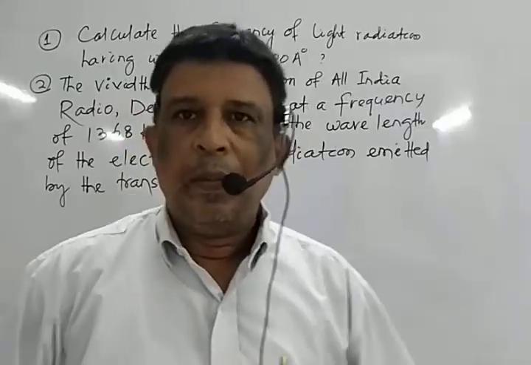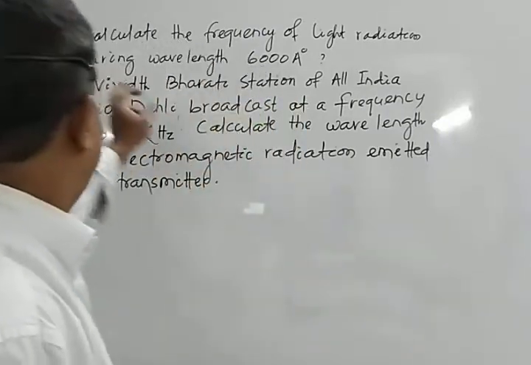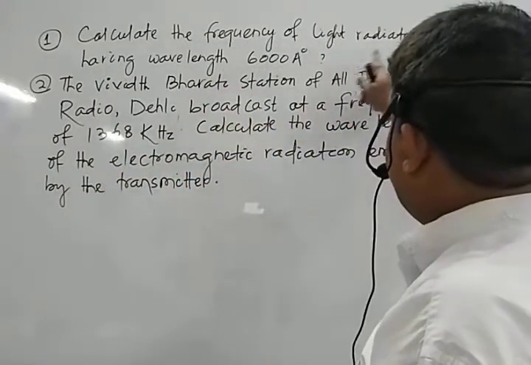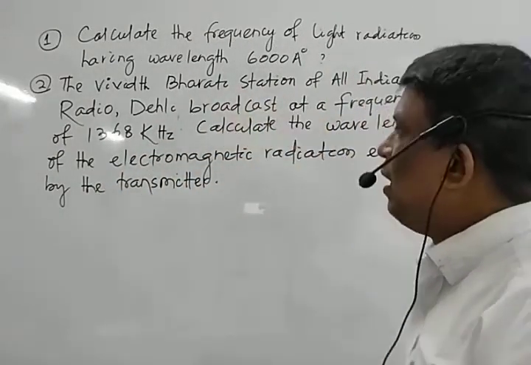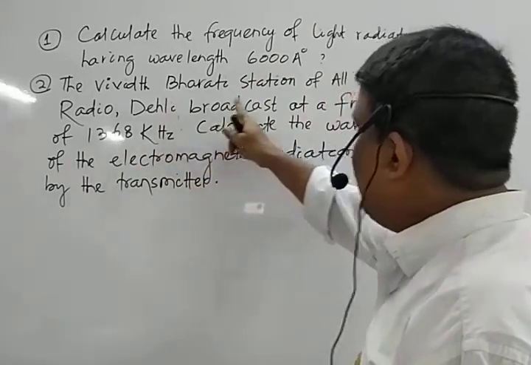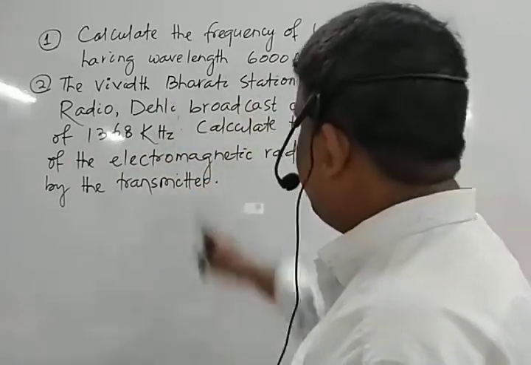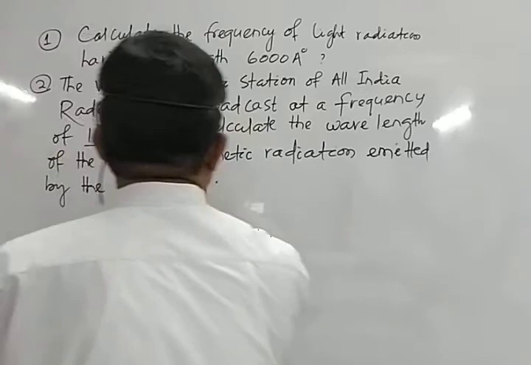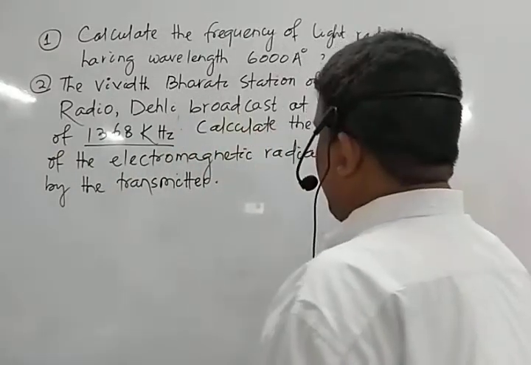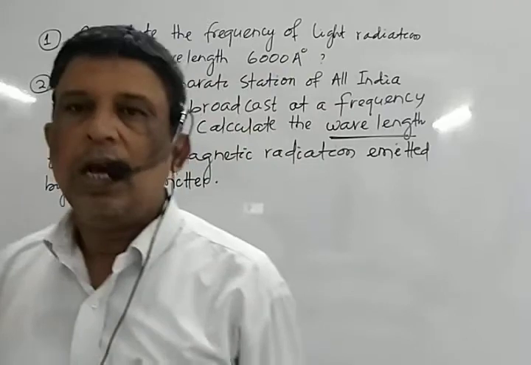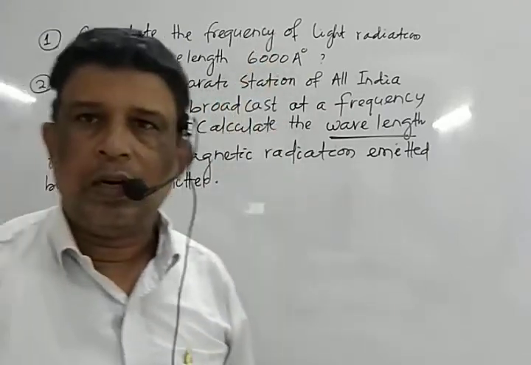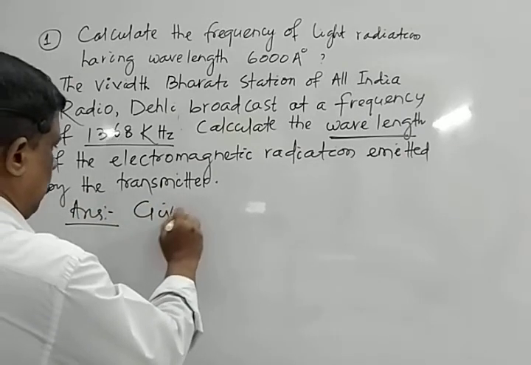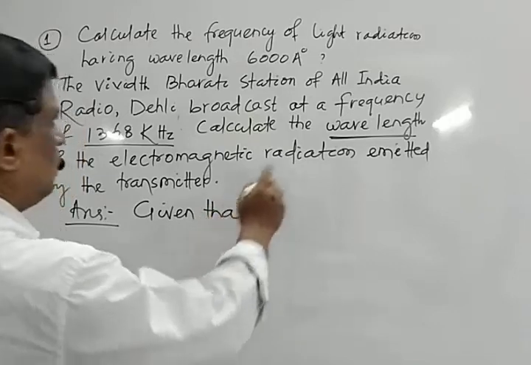Mark the question. What is the question given? Calculate the frequency of light radiation having the given wavelength. And the second question: the Vividha Bharati station of All India Radio, Delhi broadcasts at the given frequency. Calculate the wavelength of the electromagnetic radiation. So we solve the second first, then the first one. Answer. What are the data given?